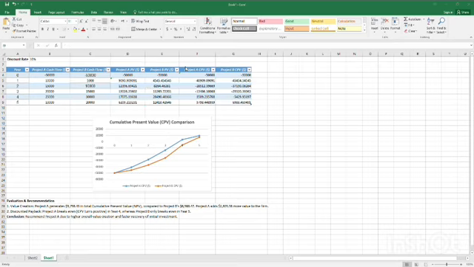We applied the exact same formula in column E for Project B, using equals C5 divided by 1 plus $B$1 raised to the power A5. For example, year 1's present value for Project B is $4,545.45.